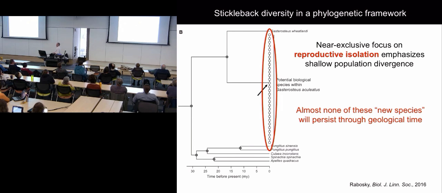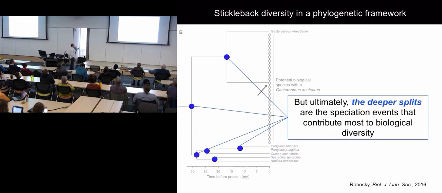And I'm going to argue, and I think some folks will agree with me, that when we think about the origins of biodiversity, the significant kinds of biodiversity, the biodiversity that we see in our backyard, the trees and plants and birds that are sitting around us right now, we're actually talking about those kinds of speciation events here. So we're interested in these deeper splits, the speciation events that contribute the most to biological diversity.